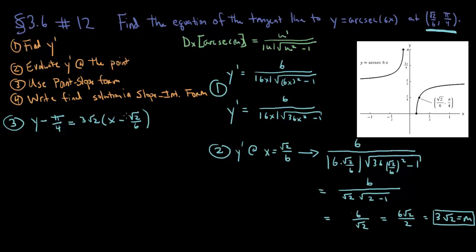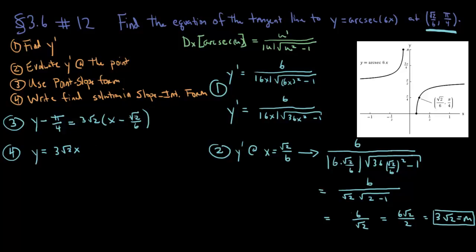But we're never going to be allowed to leave it in this form. Okay, we have to simplify, and step 4 says to write the equation of the line, the final solution, in slope-intercept form. That means solve it for y. Okay, so to solve this for y, I distribute the right-hand side and add pi over 4 to both sides. So I could say y equals 3 square roots of 2 times x. Let's see here.